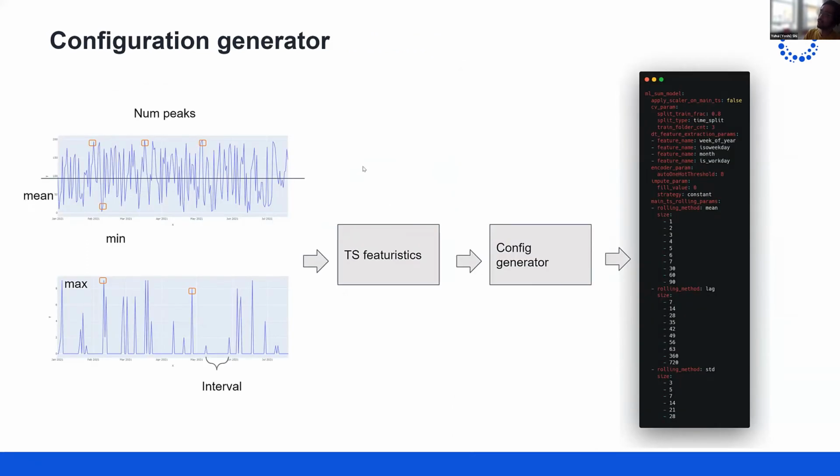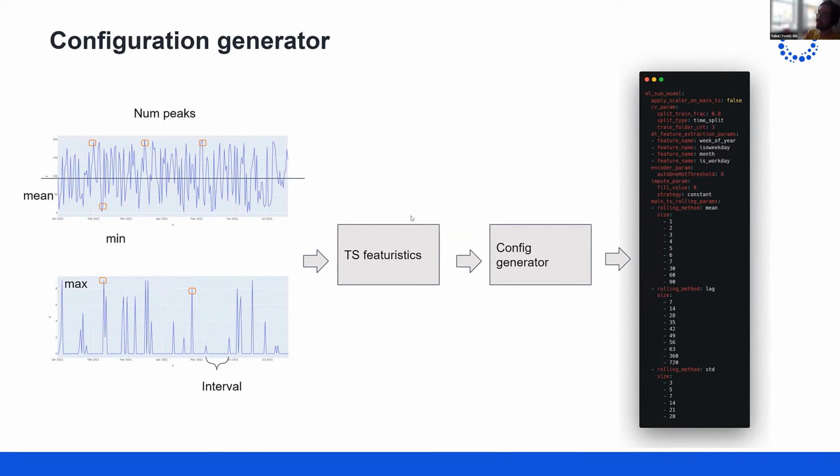We find it's also very useful to have people have an initial version of the configuration. So actually, we have a functionality to automatically generate a configuration file from different characteristics of your data sets. For example, we're going to examine what percentage of the series in your data set are going to look like this one versus those normal things.